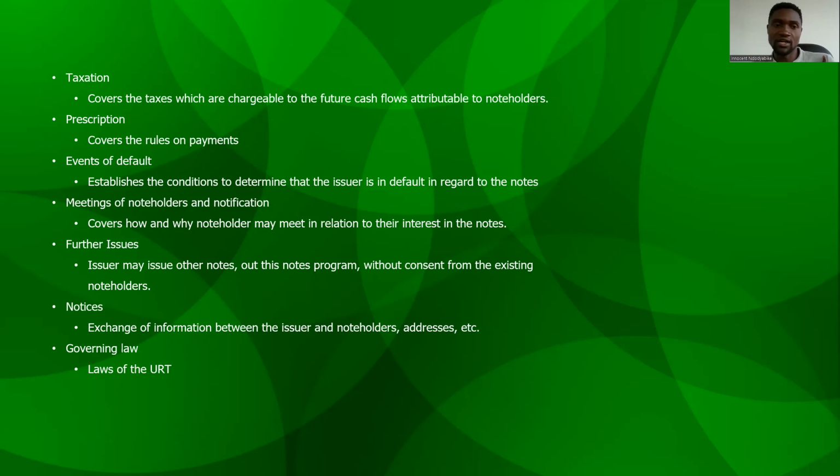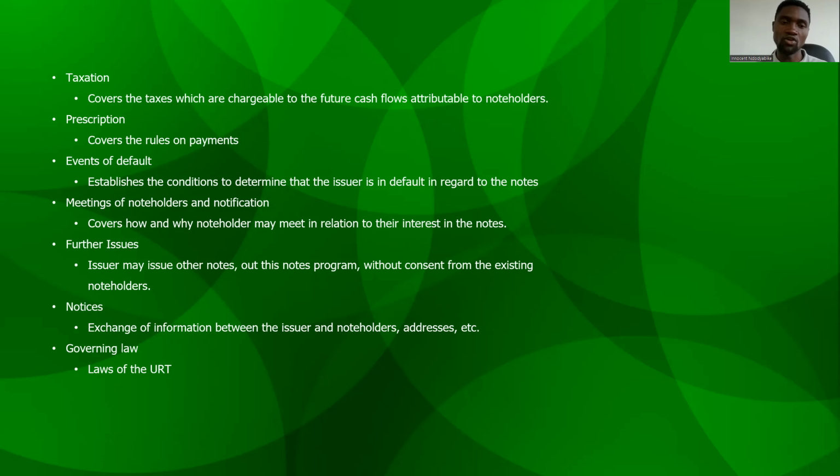And then of course there are other issues which refer to this particular program. And then of course there are notices. How is the information going to be exchanged between the note holders and CRDB? This basically establishes the official addresses of both parties in this agreement, the issuer, in this case CRDB, and the note holders.